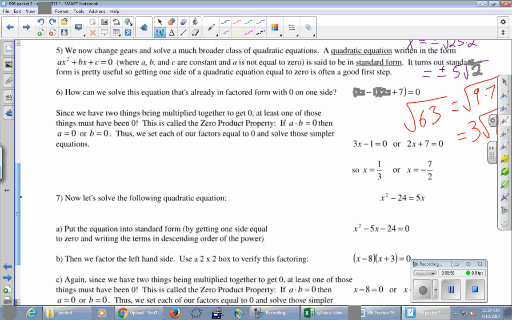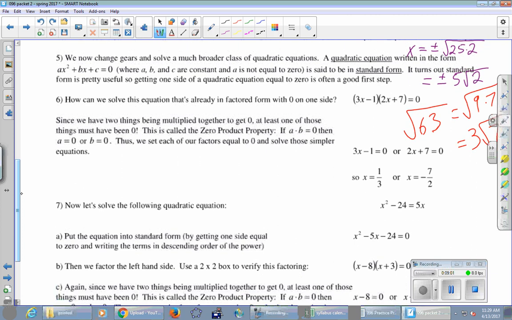Okay, so let us change gears now and solve a much broader class of quadratic equations. So here's a definition for us. A quadratic equation written in the form ax squared plus bx plus c is said to be in standard form. So the definition of quadratic equation is an equation that has an x squared as that highest power right there. That's what makes these equations different from all the equations we solved in the first half of our course.